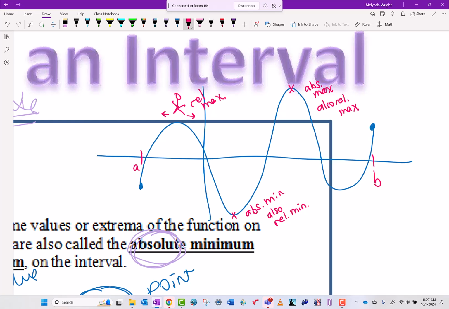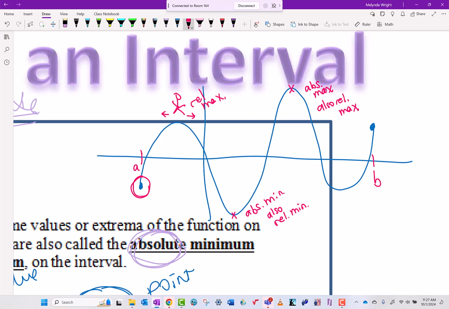Okay, so what I want to talk about is the endpoints. Let's just look at this endpoint right here. It stops. There's no way for me to tell if this is a relative minimum or not, because I can't see on either side, right? I don't know what's going on over here. Now, could this have been the absolute minimum value? Yes, it could have. It could have been the absolute minimum value, but it's not qualified to be a relative. Why? Because I can't look to the left and the right and see whether it really truly is or not. Are you with me on that?